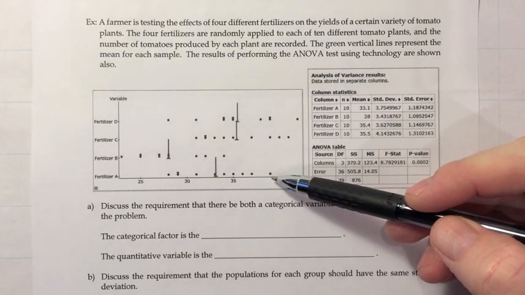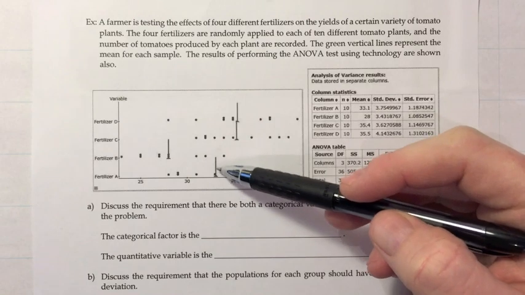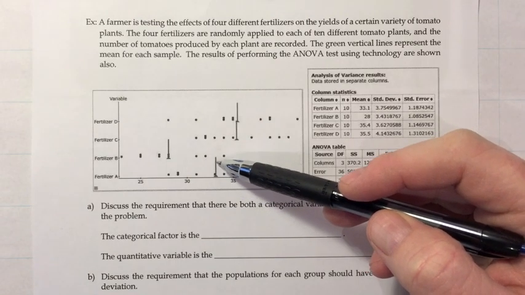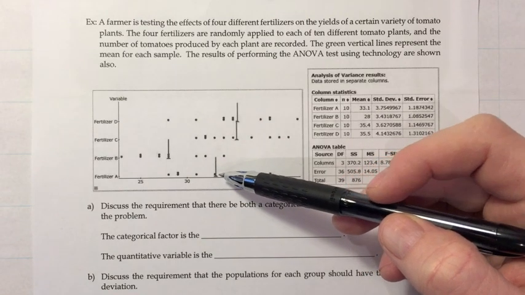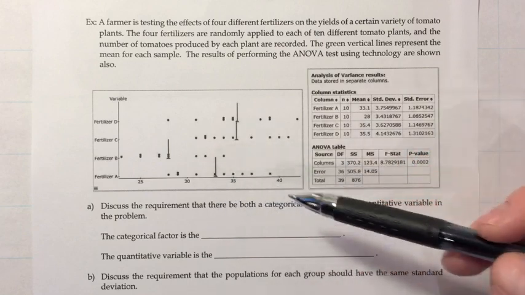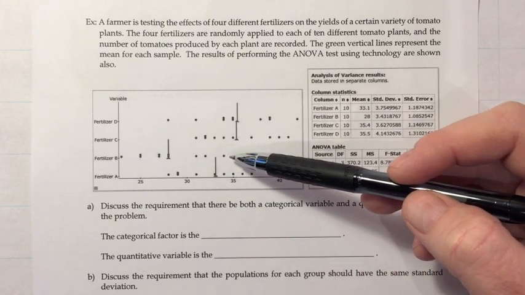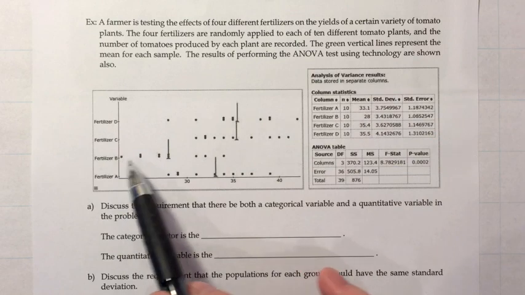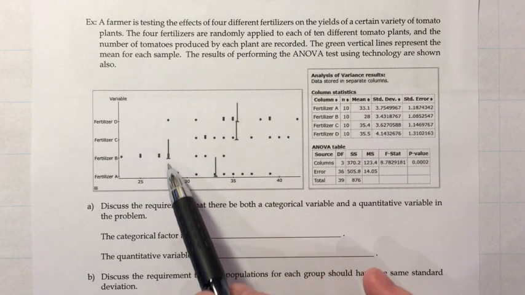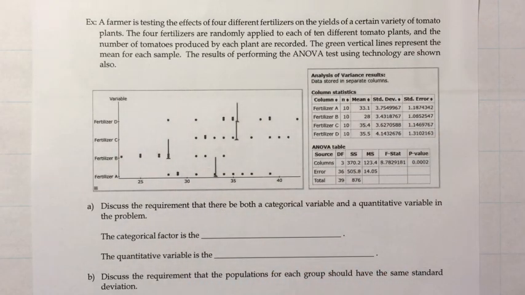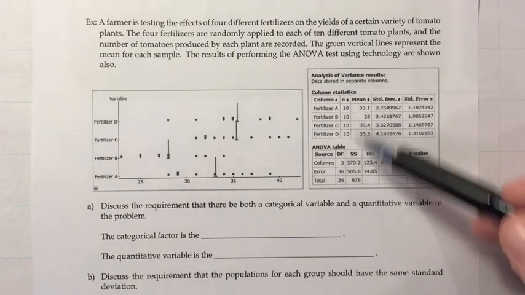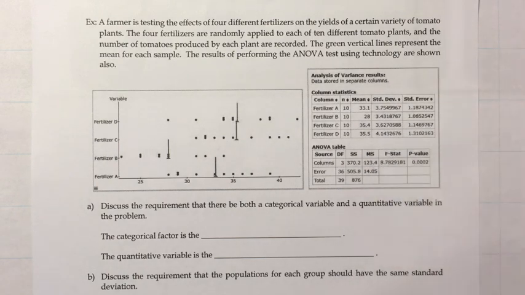So here's fertilizer A's dot plot. You can't see the color on this because I printed it in black and white, but that vertical line is the mean of fertilizer A, or the sample for fertilizer A. And then here's fertilizer B, the number of tomatoes for each individual plant, and then again the vertical line representing the sample mean for that fertilizer. All right, so let's go ahead and start looking at the questions. Here's the output for the test itself, and we'll use those pieces of information as we go along too.